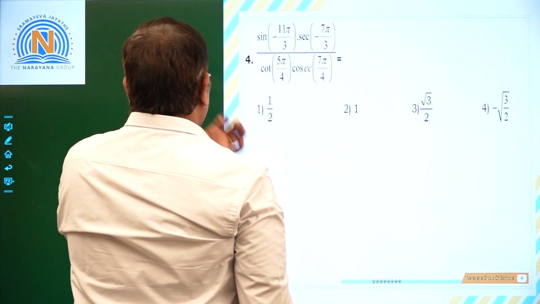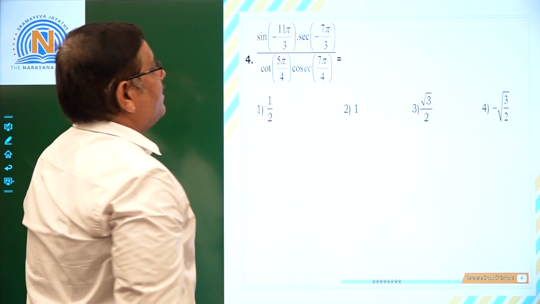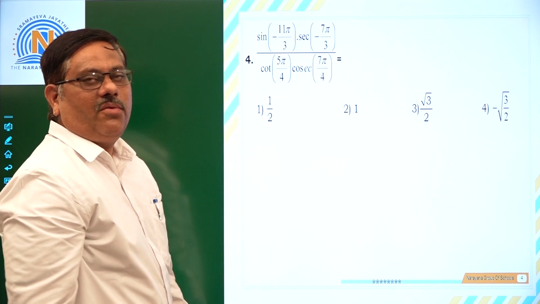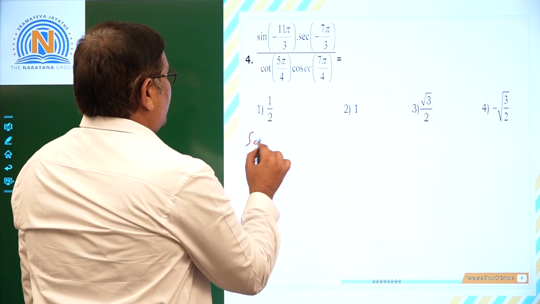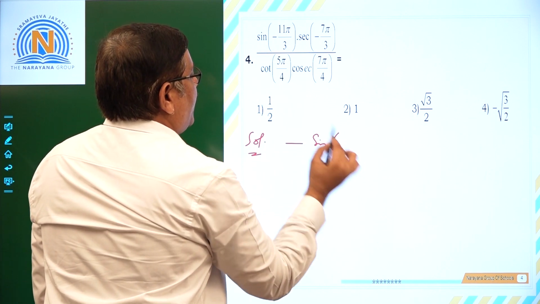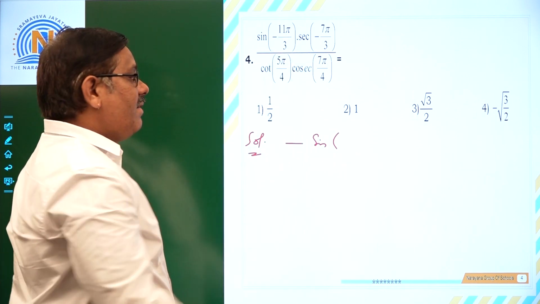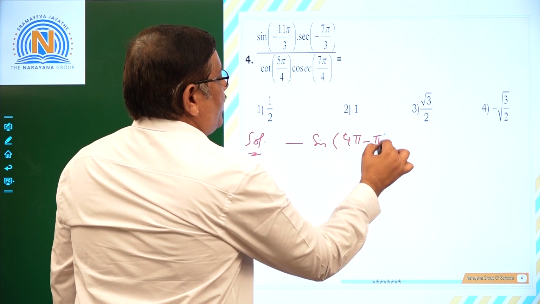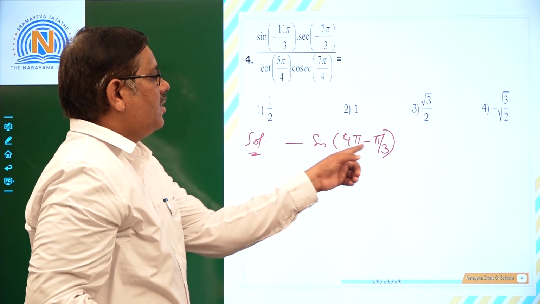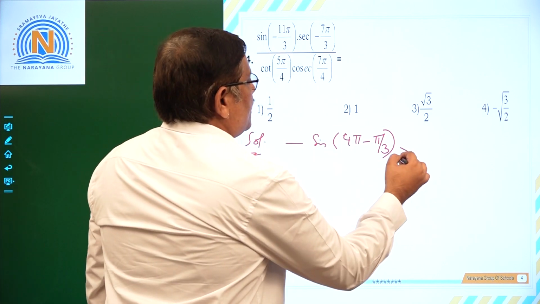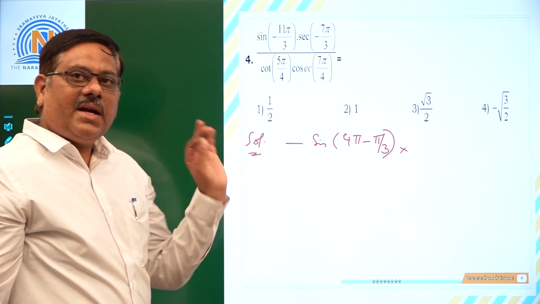Sin of minus 11 pi by 3, secant of minus 7 pi by 3, cot 5 pi by 4 into cosecant 7 pi by 4, find the value. Solution: let us take. Sin of minus theta is minus sin theta, so minus sin 11 pi by 3. 11 pi by 3 I can write as 4 pi minus pi by 3. Why? Because 4 times 3 is 12 pi minus pi, that is 11 pi by 3. Into secant of minus theta is secant theta itself.